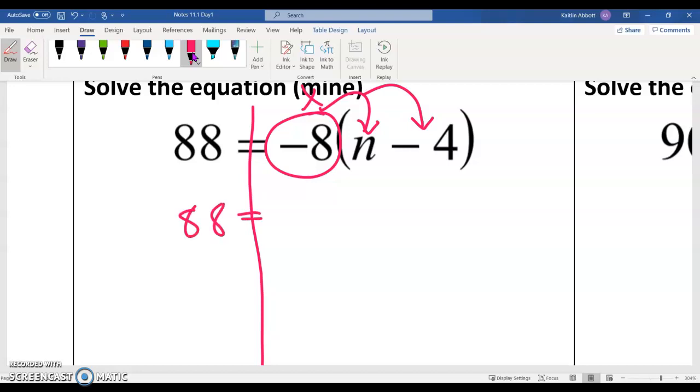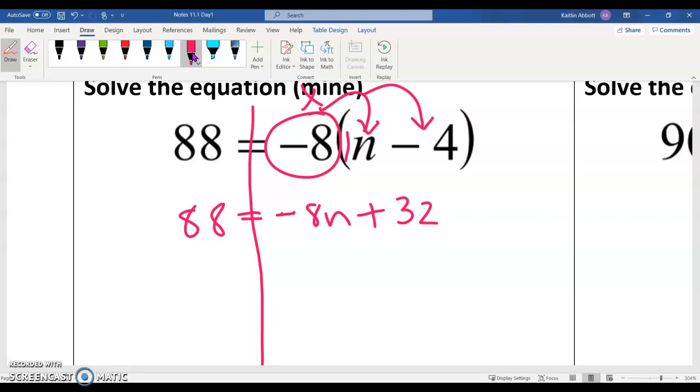Equals -8 times n. And remember, if you need some visual help, this is a 1n. So basically it's -8 times 1 gets you -8. So it's going to be -8n. -8 times -4. Negative times a negative equals a positive. 8 times 4 is 32.